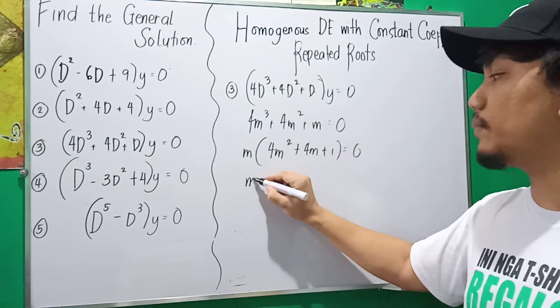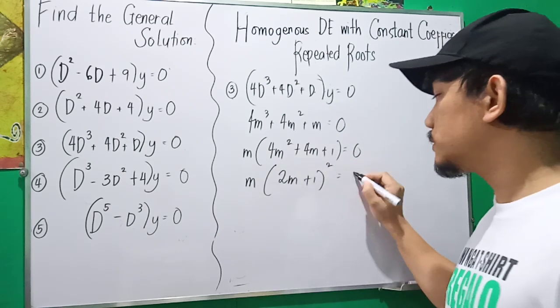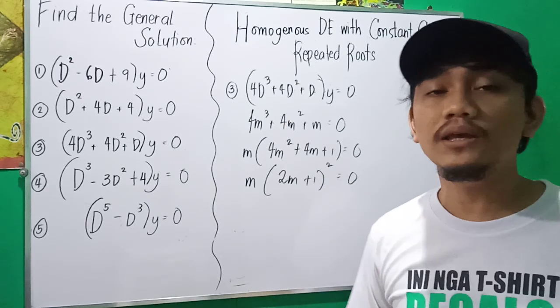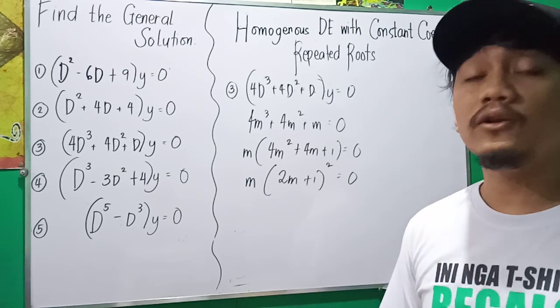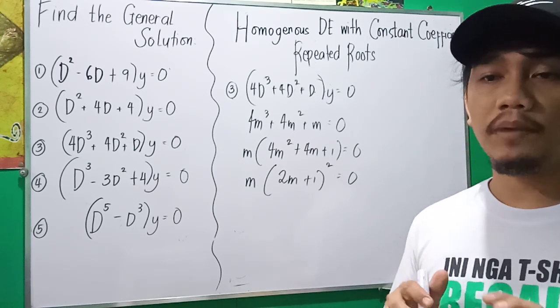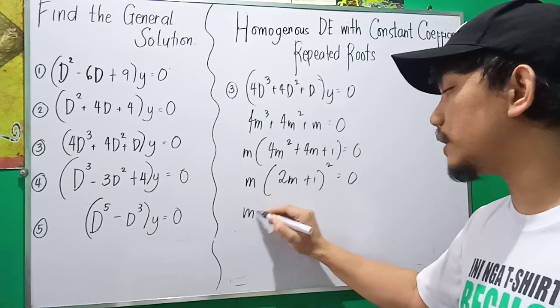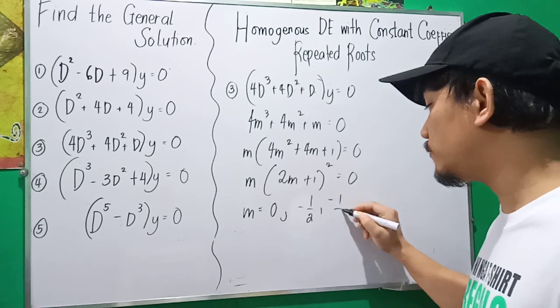Perfect square trinomial yung nasa loob: (2m plus 1) squared. Sir IJ, paano mo nasabi na perfect square trinomial? So, sanayan lang yan mga lodi. Dapat kabisado niyo yung property ng square of a binomial, and then yun ay magiging pinaka-pagbabasihan nyo kung perfect square ba siya or hindi. So, ano yung magiging roots natin? 0, tapos negative 1/2, negative 1/2.